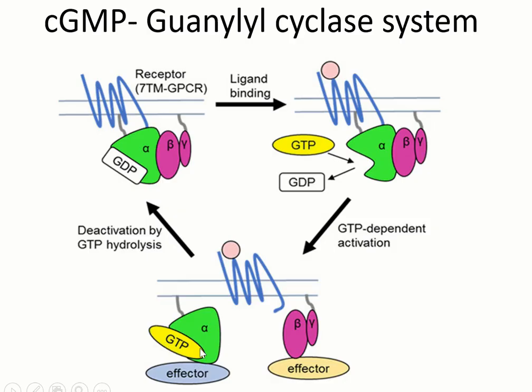Now this GTP alpha combination, let us call it the transducin molecule in rods. So this mechanism, what is happening inside the rods, we call the cyclic GMP guanylyl cyclase system, slightly modified for the rod mechanism in the rods.